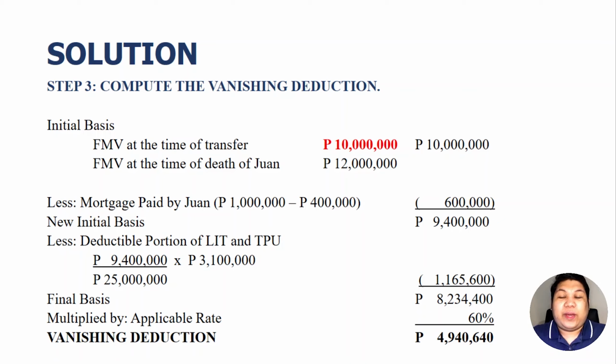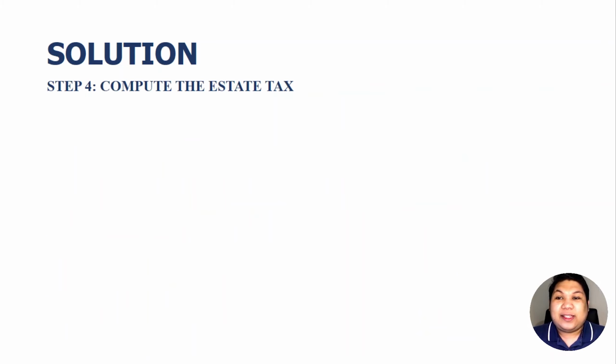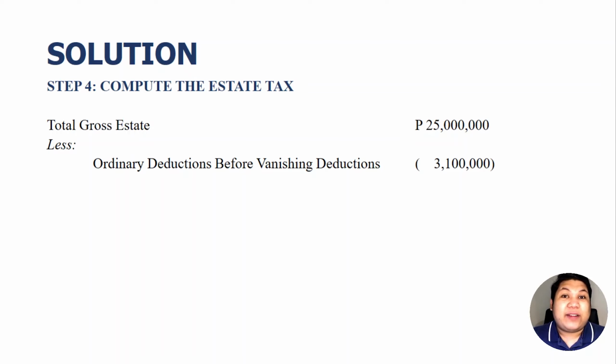4,940,640 pesos. So we can now deduct this amount from our gross estate in our step 4. Actually, we are almost close to finishing the solution of this problem. So we have here the computation of estate tax. We have the gross estate of 25 million. We have ordinary deductions before the vanishing deduction, that was 3,100,000 in our step 2. And we have also vanishing deduction, that is 4,940,640 pesos. So overall, the sum of these two amounts will be the total ordinary deductions.